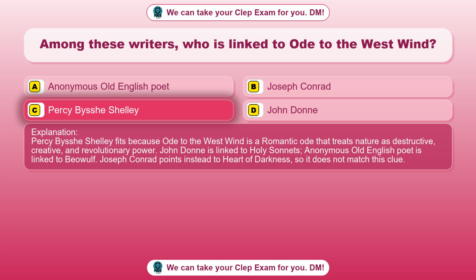Percy Bysshe Shelley fits because Ode to the West Wind is a romantic ode that treats nature as destructive, creative, and revolutionary power. John Donne is linked to Holy Sonnets, anonymous Old English poet is linked to Beowulf. Joseph Conrad points instead to Heart of Darkness, so it does not match this clue.